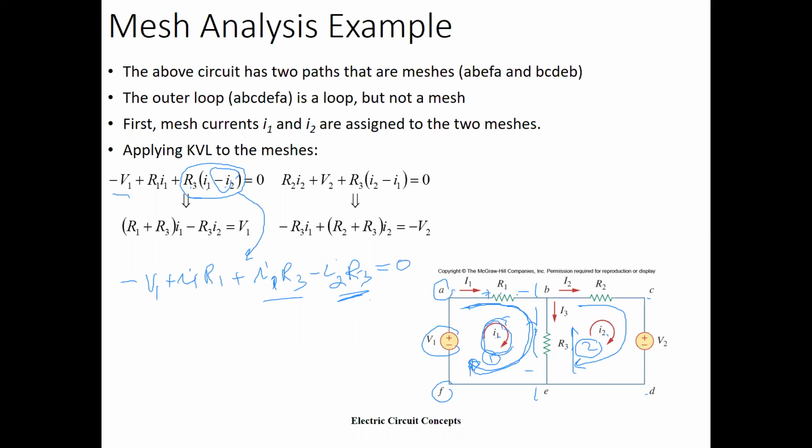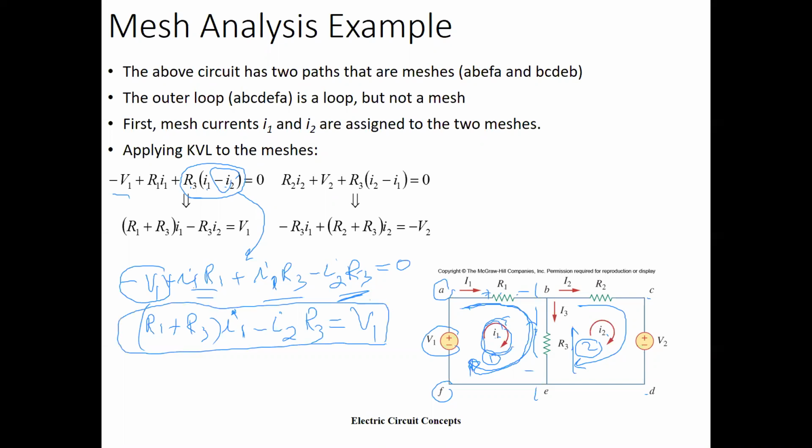And then we can reorganize this equation by having I1, so R1 plus R3 times I1. Just gather the similar terms, I1 R1 and I1 R3, and factor out I1. And then for I2, we only have one term, so it will be I2 multiplied by R3. And then we move minus V1 to the other side, it will become plus V1. So this is equation number one.